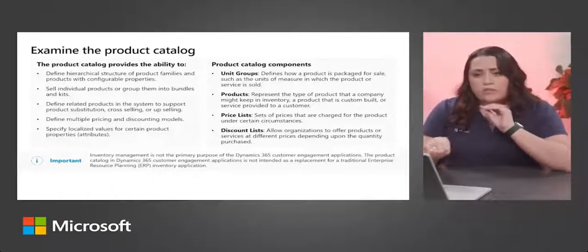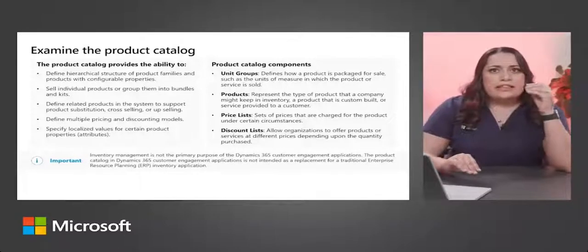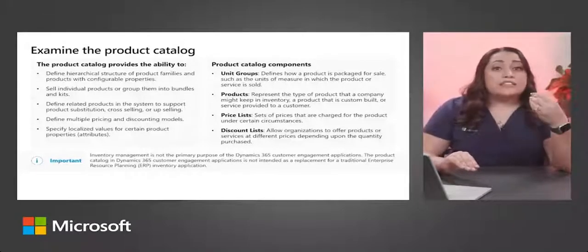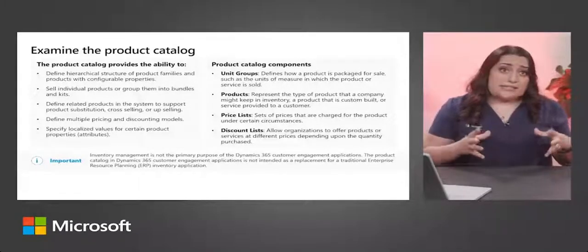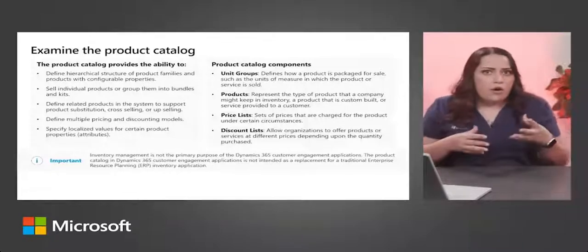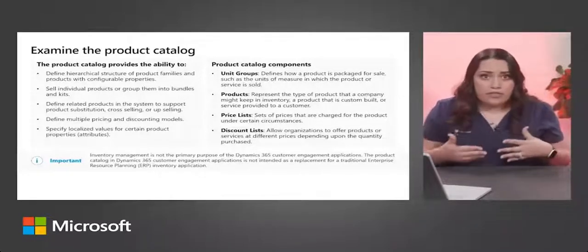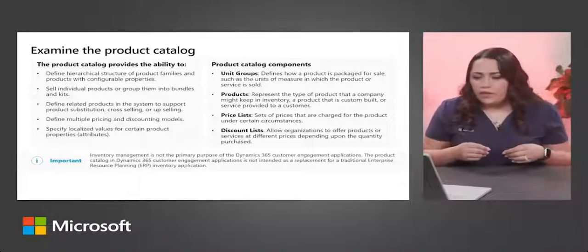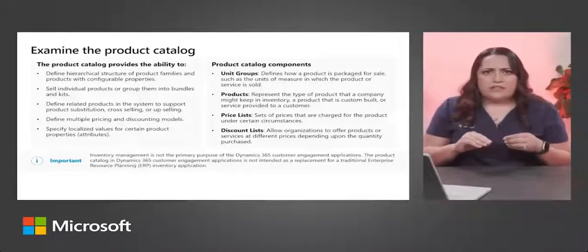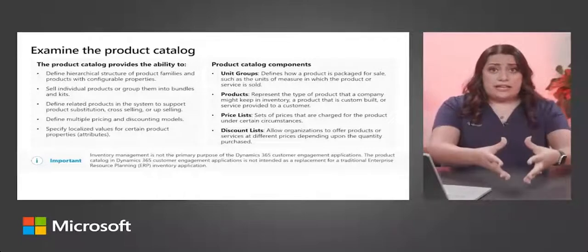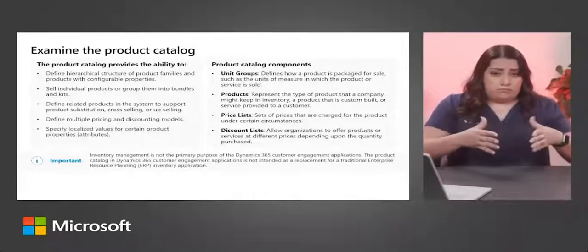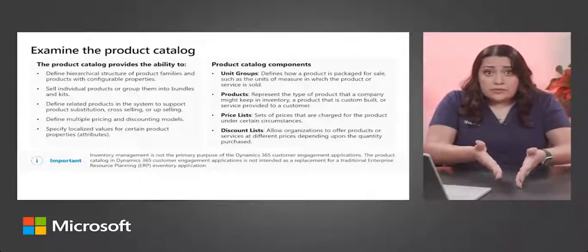So why don't we go ahead and start with the unit groups first. This is how the product is sold. Are you selling the products as a pack, as a pair, or is it a service? Are you charging by the hour, the month, or annually? Next, what we have is the products themselves. This is what you are selling to your customer.